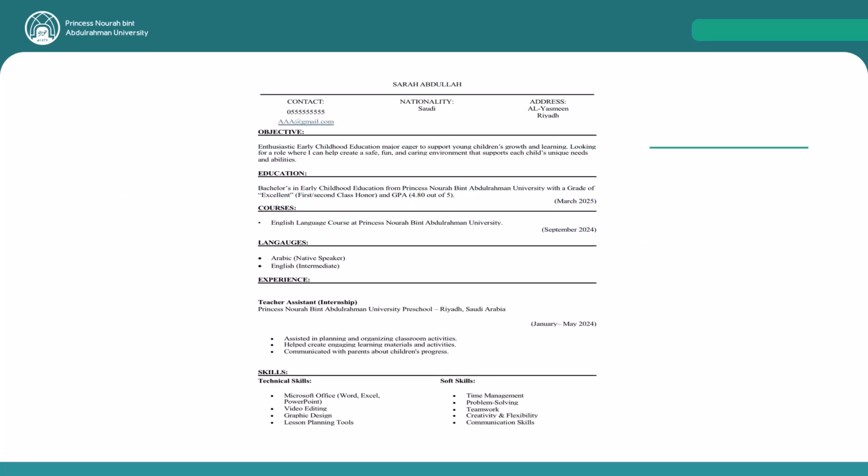This is a good example of a CV. So as you can see here, we started with the name, and then after that we have the contact information, and then we have the objective and education, including the graduation date. And then after this we have courses and languages and experience, including the job description. And then finally we have skills.